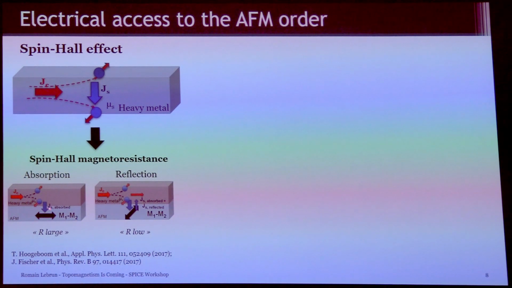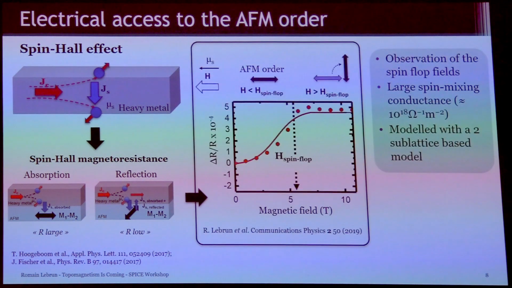In the second configuration, the Néel order is perpendicular to the direction of the spin accumulation, so that the spin current is absorbed in the antiferromagnetic material, and you don't have this extra charge current that is generated by the inverse spin Hall effect. So just by measuring the resistance state in the heavy metal layer, you can expect to detect the direction of the antiferromagnetic order in your system. So this is what we have been doing.